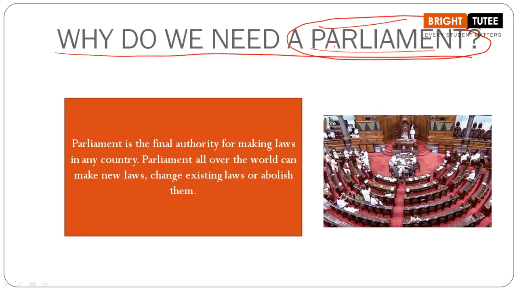They have the main responsibility of making laws, changing the laws, abolishing some old laws, amending the laws, or bringing some new changes to the existing laws. There are so many things that the members, the elected representatives in a parliament can do, right? We have also understood the importance of parliament. So in this topic, we are going to talk about why do we need a parliament.